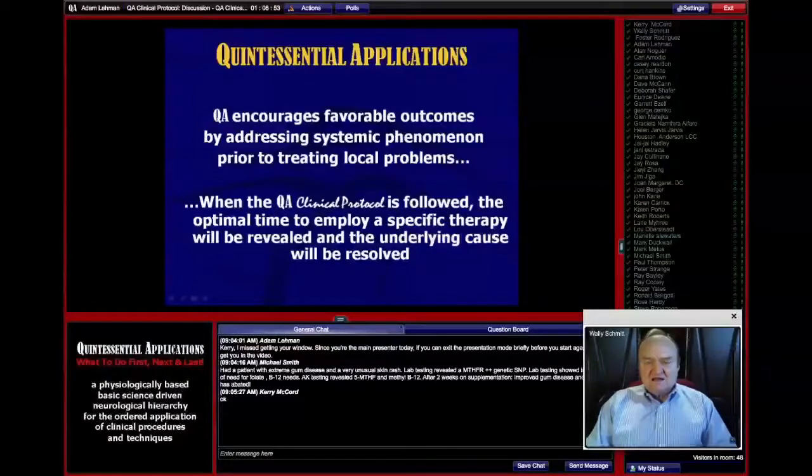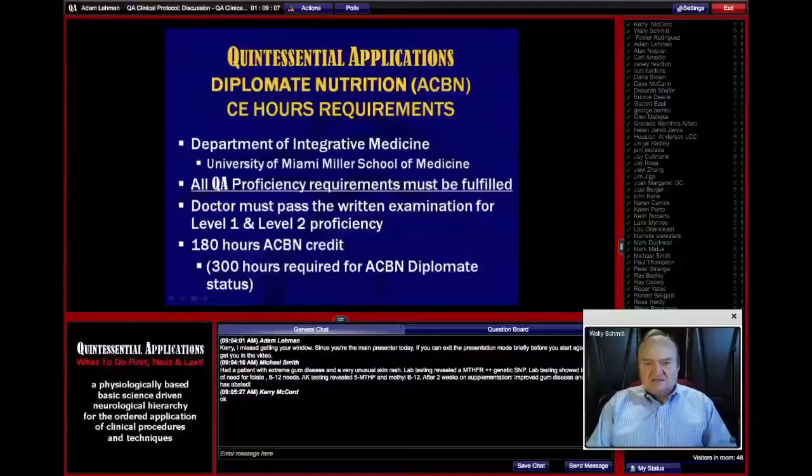And this is a big concept of QA, that our philosophy is the physiology. Our philosophy is our physiology, and our physiology is our philosophy, and we look at things in a physiological manner in a hierarchy of what to do first, next, and last.